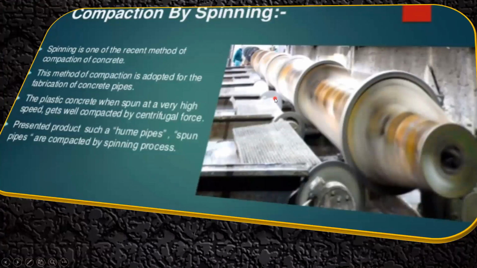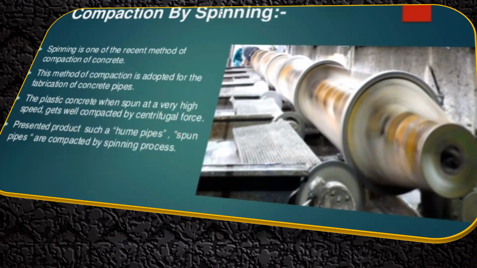Other than that, we have another two or three different types of compaction. One is compaction by spinning. Spinning is one of the most recent methods of compaction of concrete. This method is adopted for the fabrication of concrete pipes. The plastic concrete, when spun at a very high speed, gets well compacted by the centrifugal force. Products such as Hume pipes and spun pipes are compacted by the spinning process.